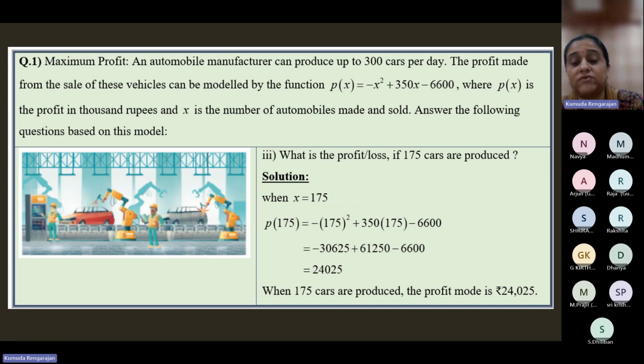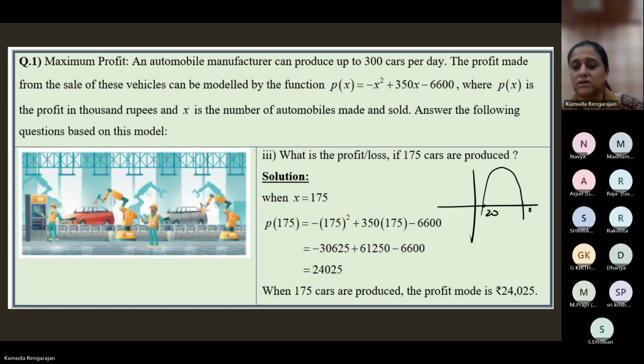What is the profit and loss if 175 cars are produced? We understood that actually. We said anything between 20 and 330. Any number of cars produced between 20 and 330, there will be some profit. May not be maximum profit. We don't know. We can calculate and say. Just looking at the number, we cannot say. So any number of automobiles manufactured between 20 and 330, there will be some profit.